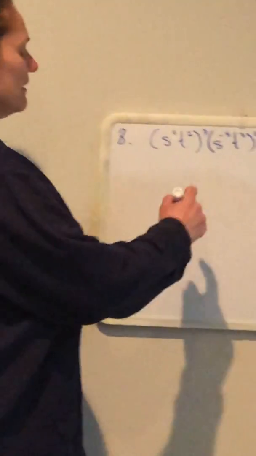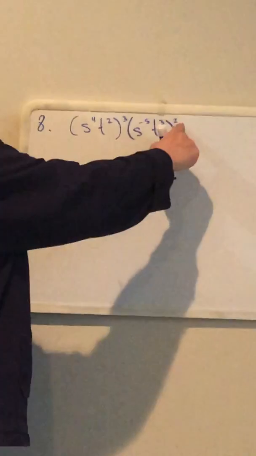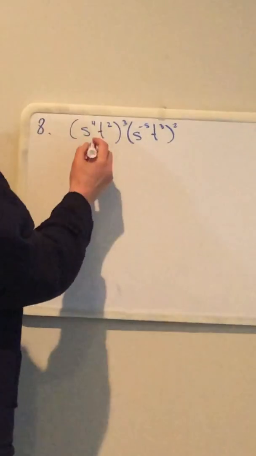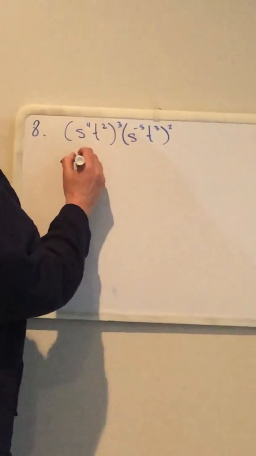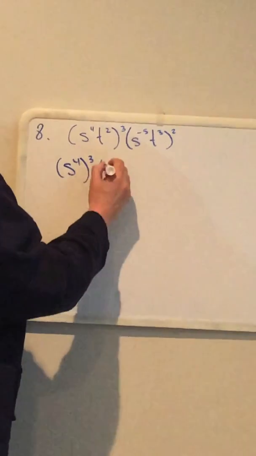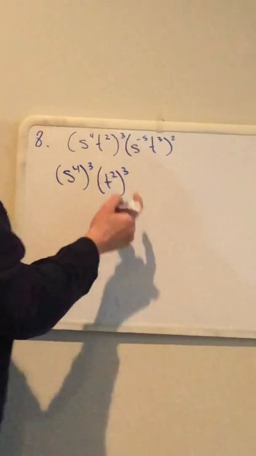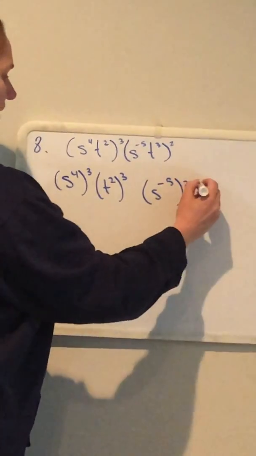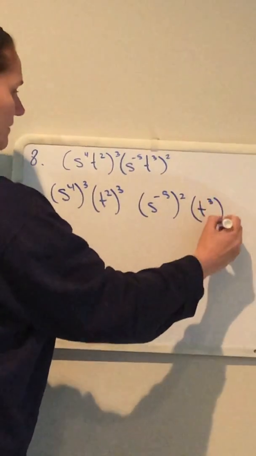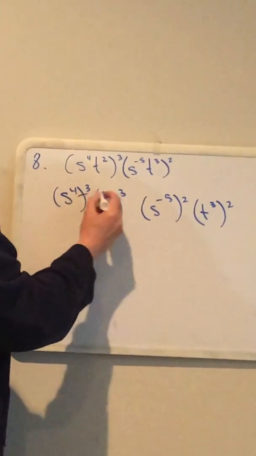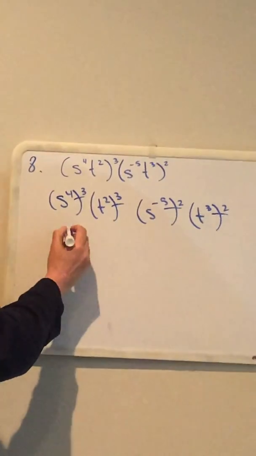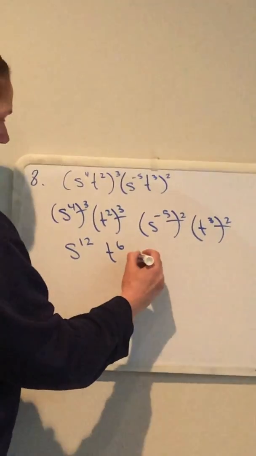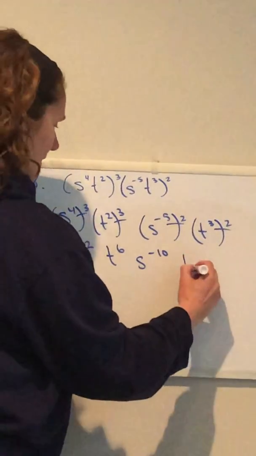Okay, here's number 8. First thing with number 8 is both parentheses have an outer exponent, so you can't do anything until you handle the outer exponent. So the first parenthesis becomes s to the 4th to the 3rd, t to the 2nd to the 3rd. The second parenthesis becomes s to the negative 5th to the 2nd, t to the 3rd to the 2nd. And then all the inner outer exponents multiply. So you have s to the 12th, t to the 6th, s to the negative 10th, t to the 6th.